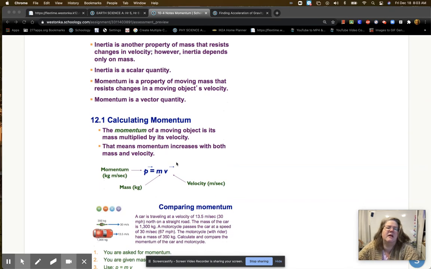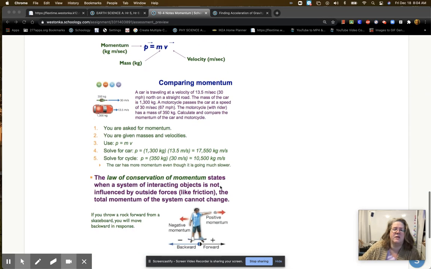So the momentum of a moving object is mass multiplied by velocity. That means momentum increases with both mass and velocity. I've now said that twice. If one of these two variables, mass or velocity, changes, your momentum changes. Kilograms times meters per second: you literally have to write out kilograms times meters per second. There is no abbreviation for that unit.